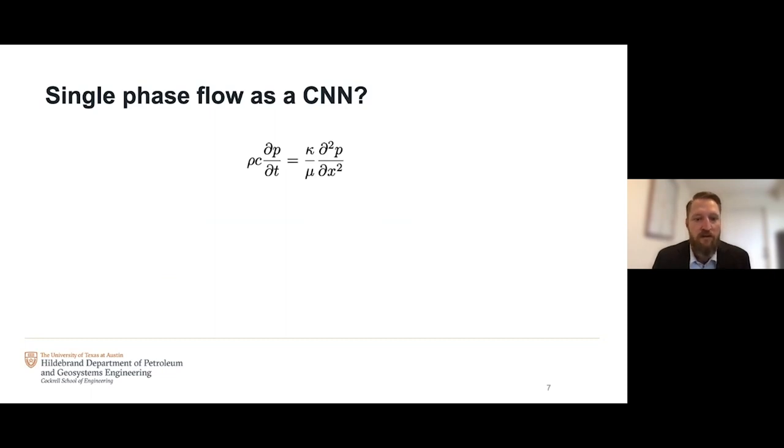Let's just consider single phase flow. Could it be described as a convolutional neural network? Any petroleum engineer will recognize this equation. It's the pressure diffusivity equation for single phase flow in a porous media with small compressibility.